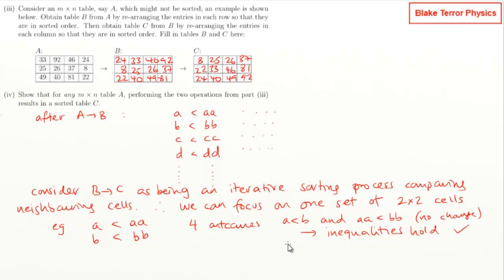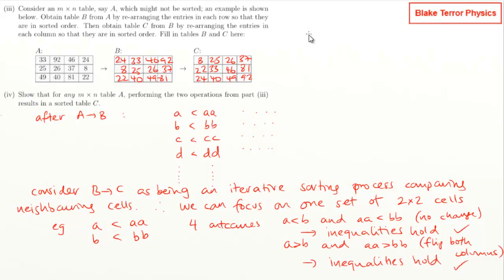We've got that A is greater than B and AA is greater than BB, as in we're just flipping both columns, which means again we've got inequalities hold. So that is still fine.